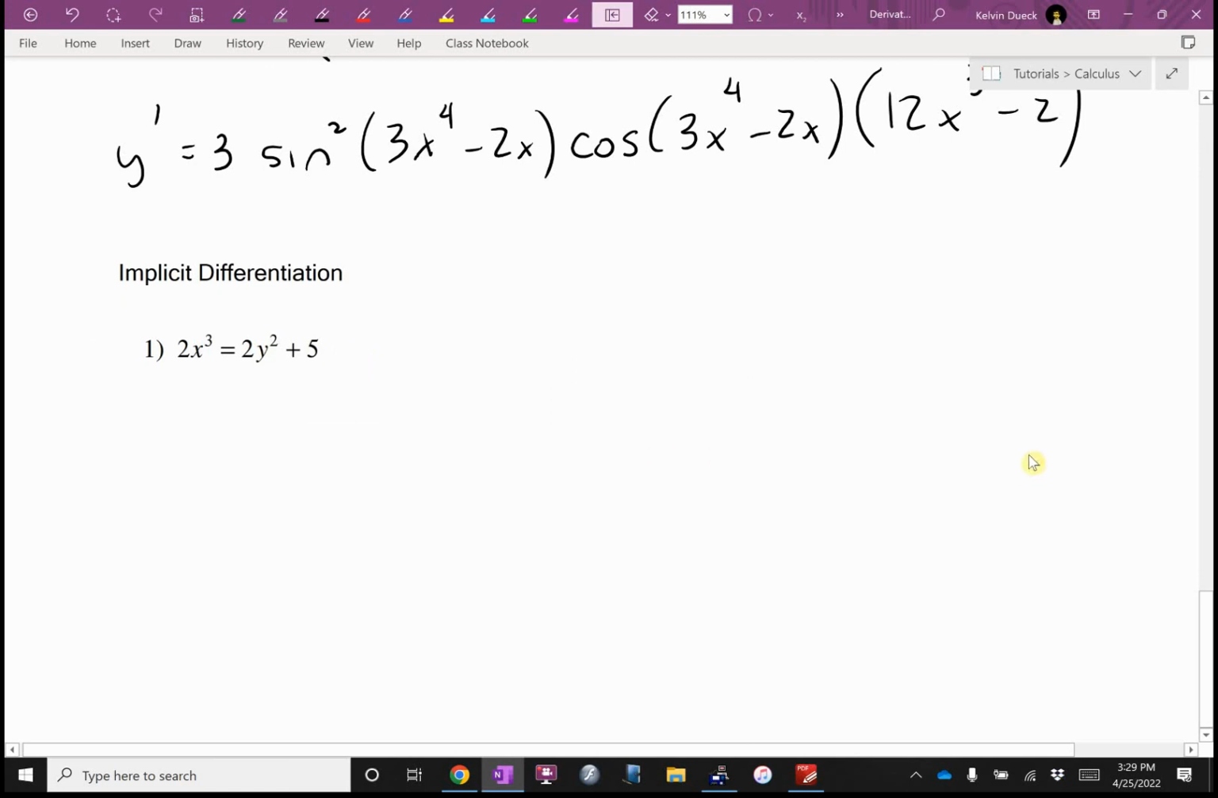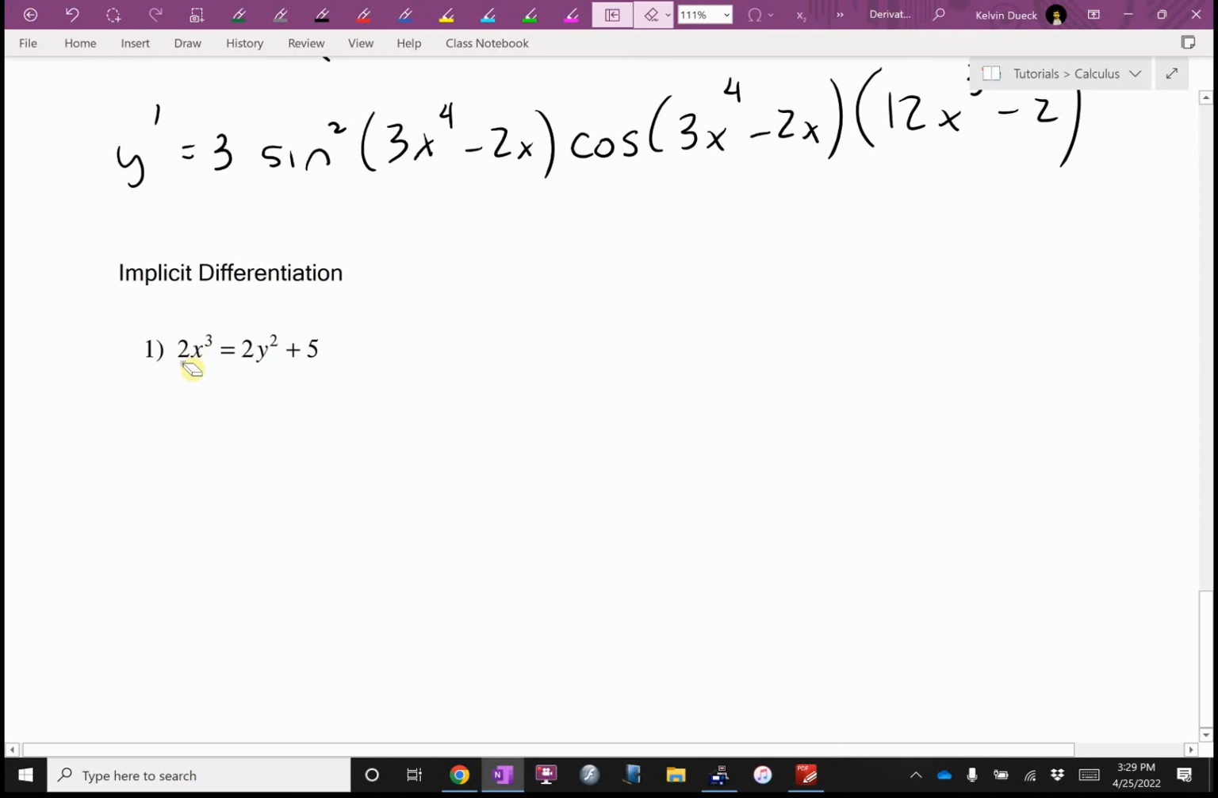How can you tell it's an implicit differentiation question? The y isn't by itself to begin with. That's probably a good sign. And you can't easily get the y by itself. All right. So here's what I'm going to do. I'm going to take the derivative implicitly. And what does that mean?